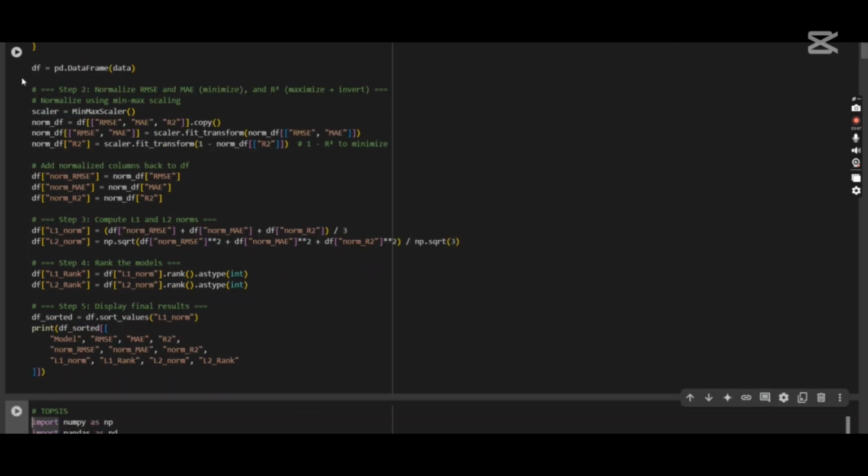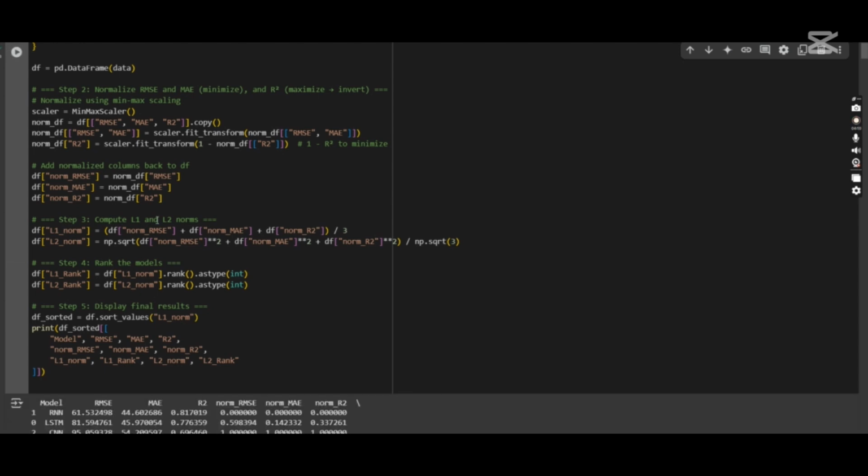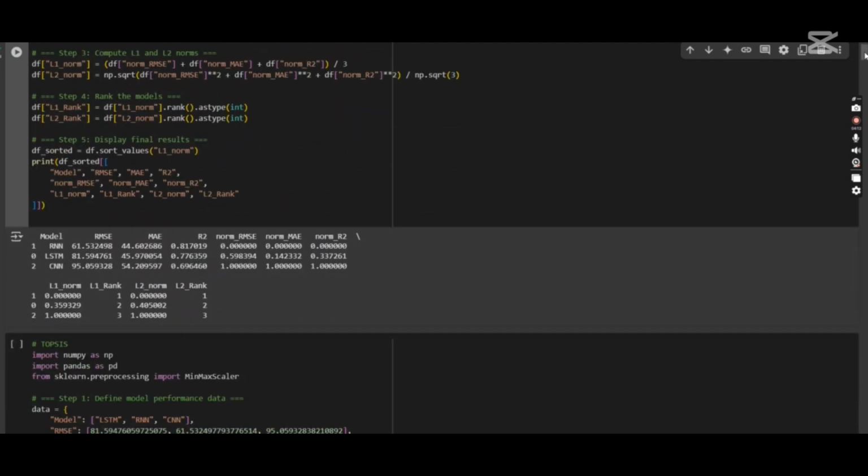So when you run it, the results are here. You can see root mean square error, mean absolute error, and R square value. And this is the normalized root mean square error, normalized MAE, and normalized R square. And this is the L1 norm, and this is the ranking of the L1 norm, this is the L2 norm, and this is the ranking of the L2 norm. So here you can see that RNN stood first, and then LSTM is the second one, and CNN is the third one, the worst case.